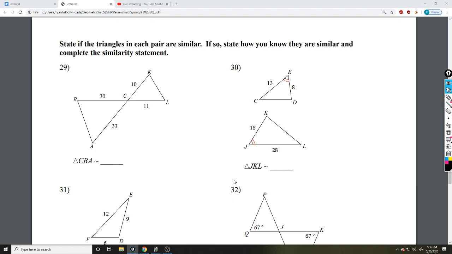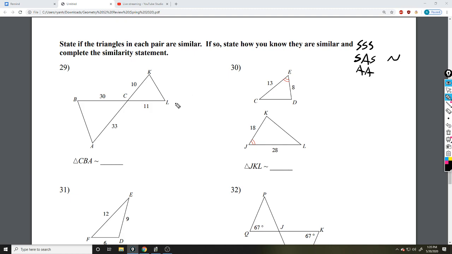Similarity. This has been a while. This has been a couple months. All right, so quick rundown. We have 3 ways to prove similarity. We have side, side, side. We have side, angle, side. And we have angle, angle. And this is all for similarity. That was the symbol for similarity.